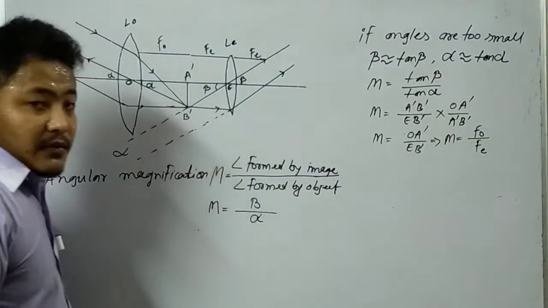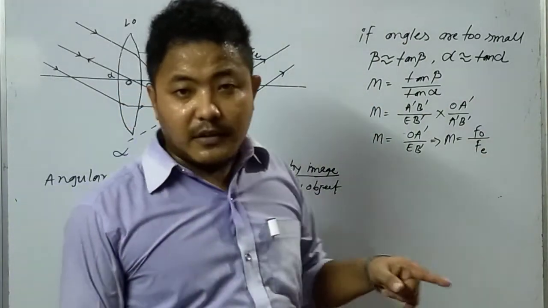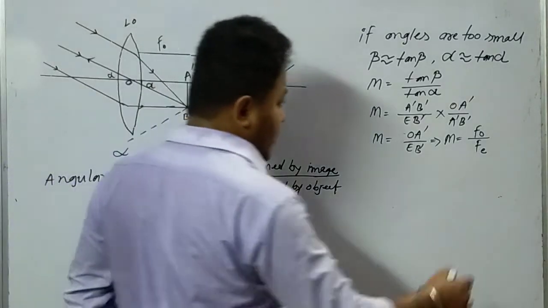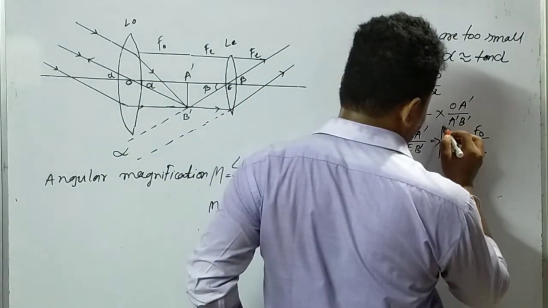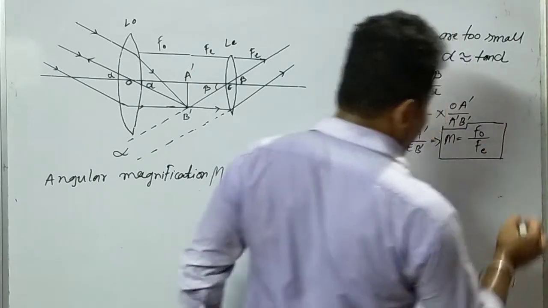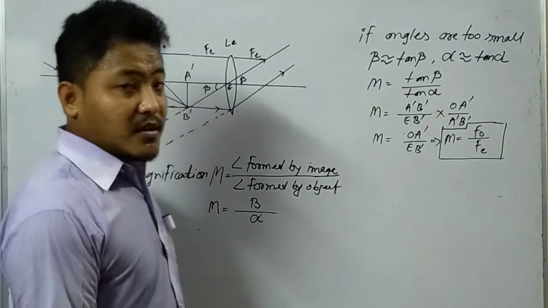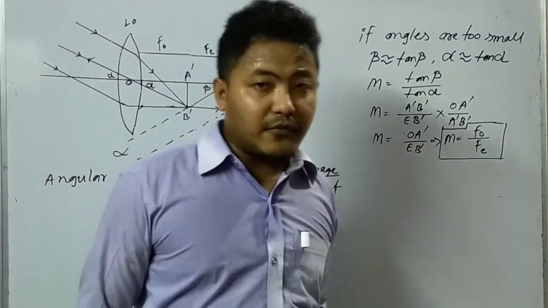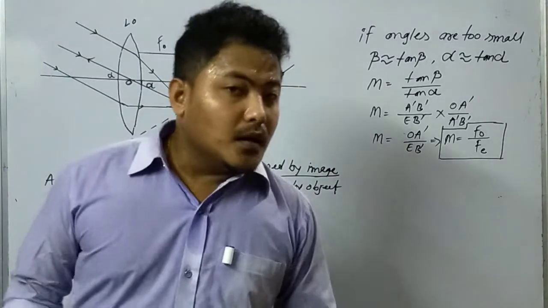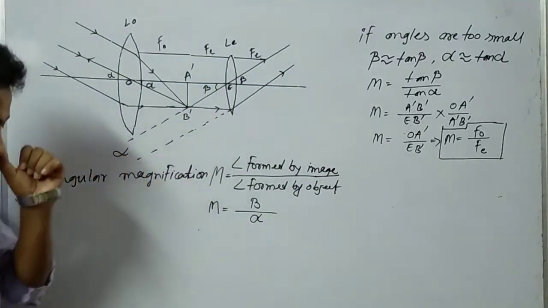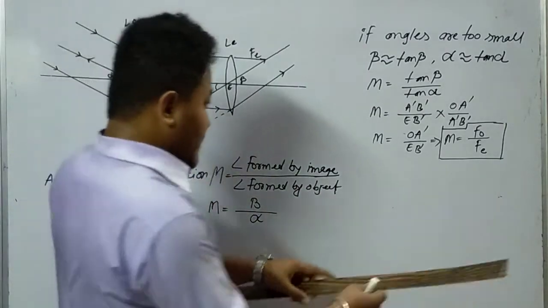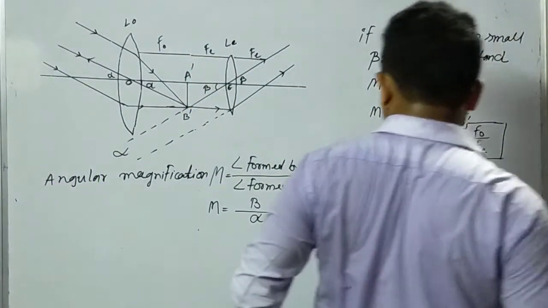So this is the general magnifying power of an astronomical telescope. M is equal to FO upon FE. Is that clear? So M is equal to FO upon FE. That is the general magnifying power for an astronomical telescope. But again, there are two possibilities. So if we discuss those things, we have done it very beautifully.